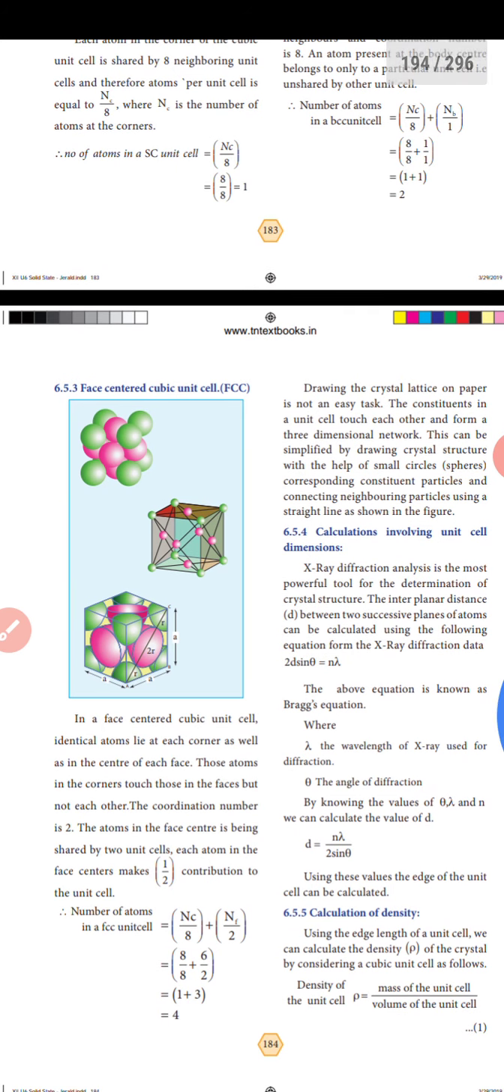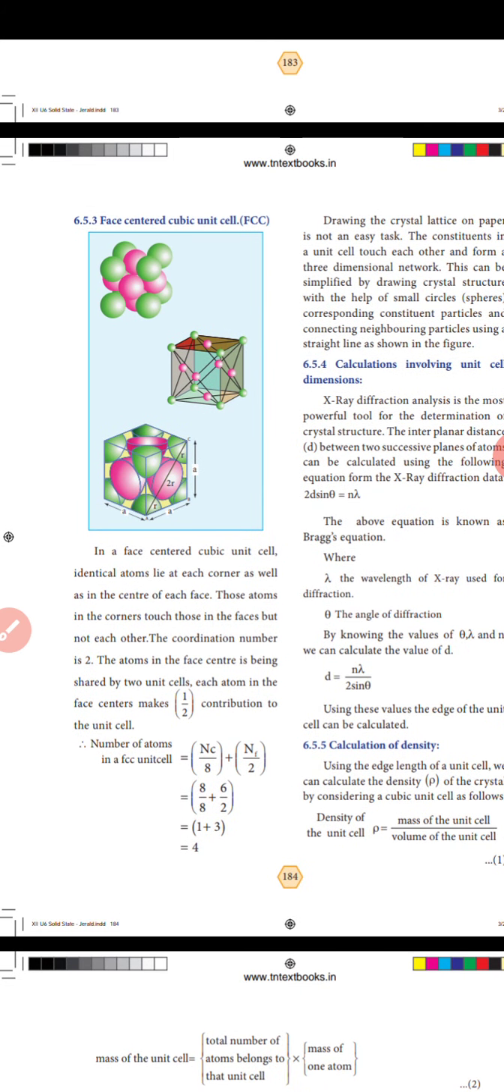The next is the face centered cubic unit cell, FCC. The number of atoms in a face centered cubic unit cell is Nc by 8 plus Nf by 2. So Nc by 8, 8 corners are present, so 8 by 8, plus 6 faces are present. Nf means the number of faces present. So 6 by 2, so 8 by 8 is 1, plus 3, is equal to 4. So the number of atoms in a face centered cubic unit cell is equal to 4.